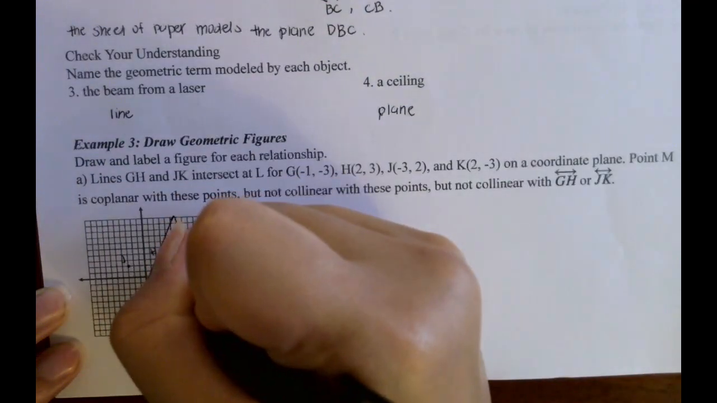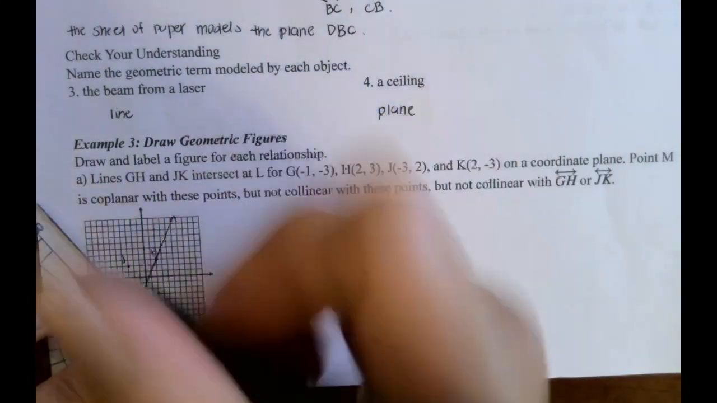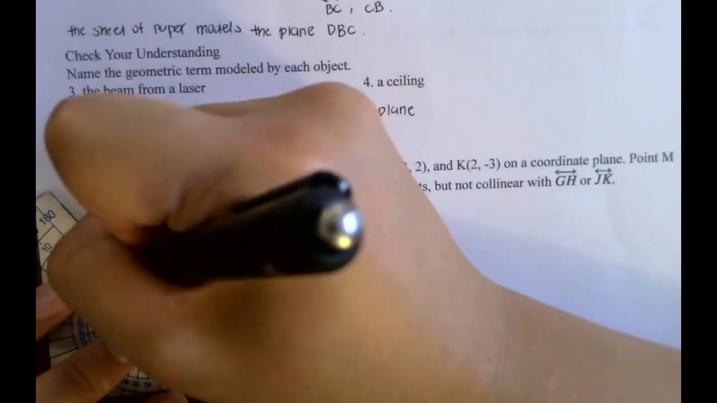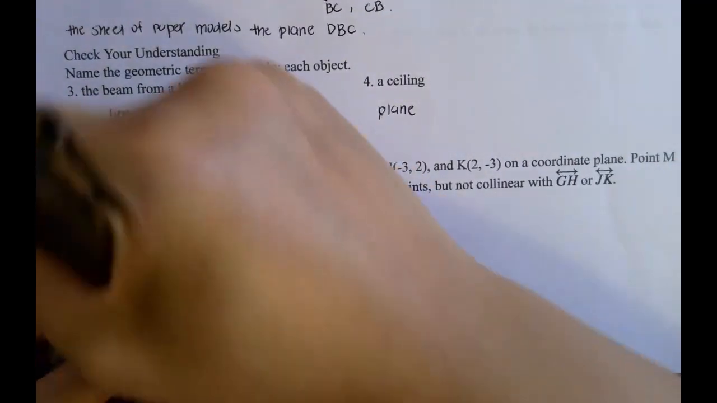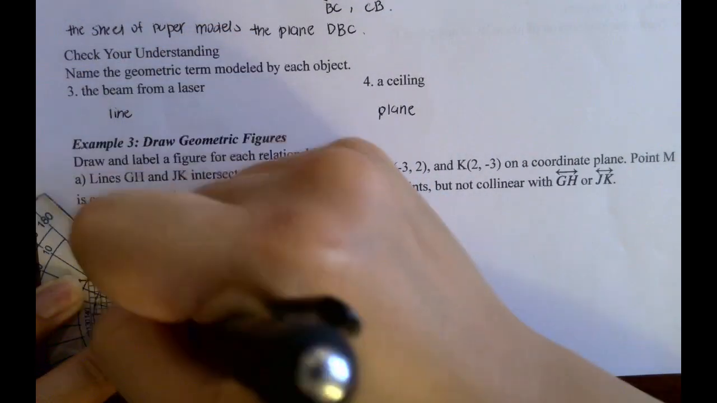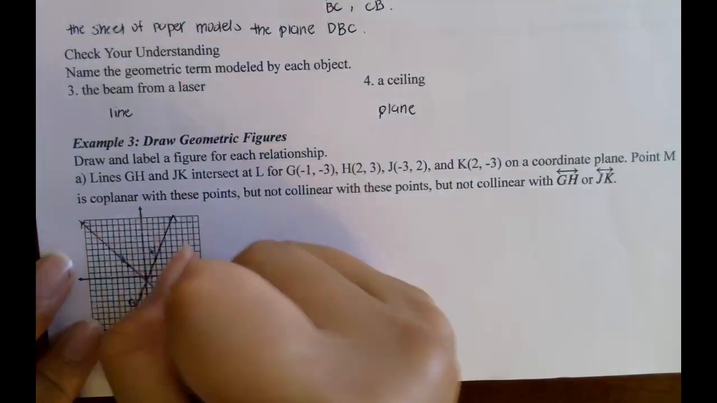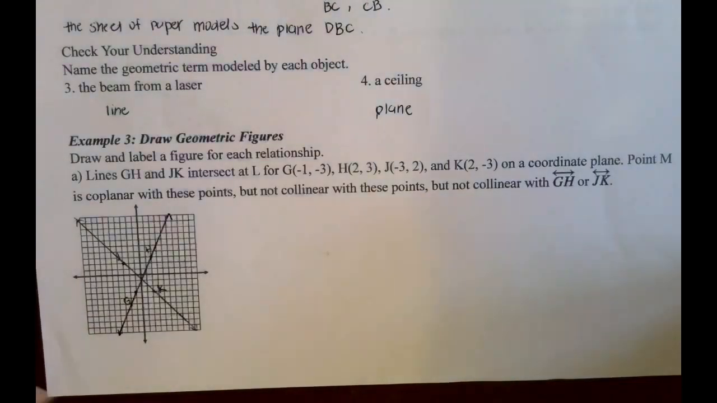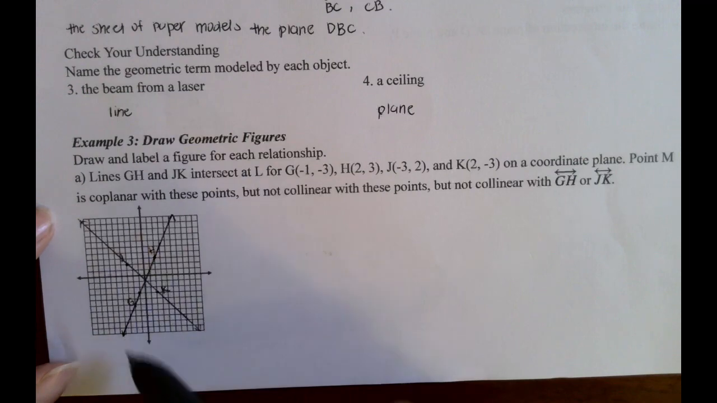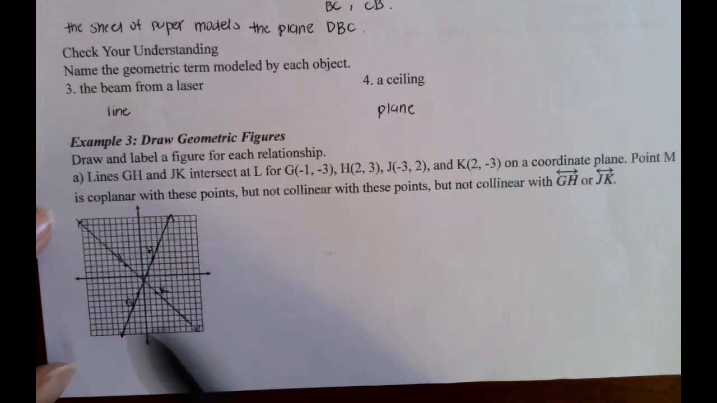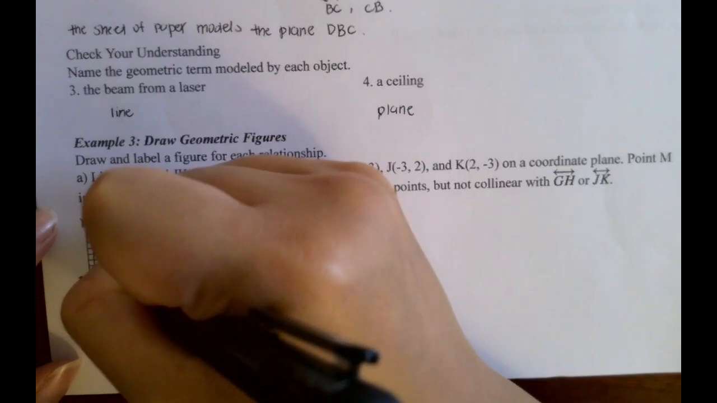And then K is at 2, -3. A little bit hard to see with it. No, this is K. And then we know that lines GH, this line here, and JK, this line here, intersect at L. So this point here would be L.